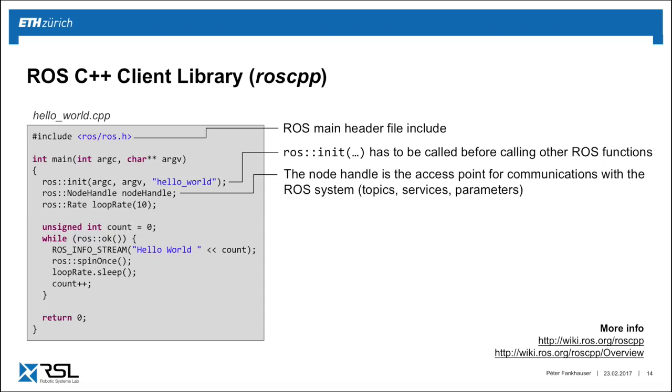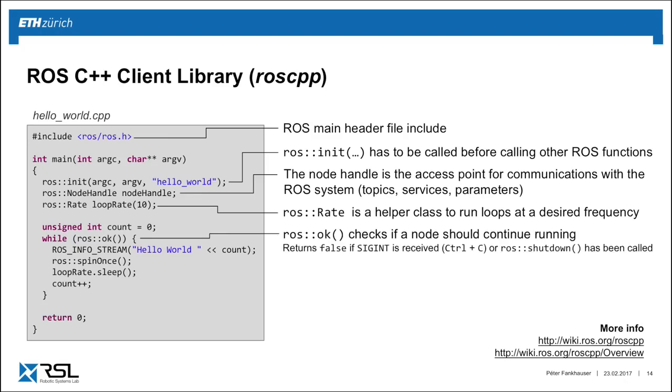Then it creates a node handle, and we're going to talk about the node handle in a second. It's essentially the access point to all the communication that runs in ROS. In this case, it creates a ROS rate class and tells it, I want to run at a rate of 10 hertz for this example. Then it goes into a while loop while checking ros::ok. ros::ok is always true as long as your node is supposed to be running. So in case some line of code calls ros::shutdown, or you as a user press Control-C from the console, this will be false, and hence your code will quit.